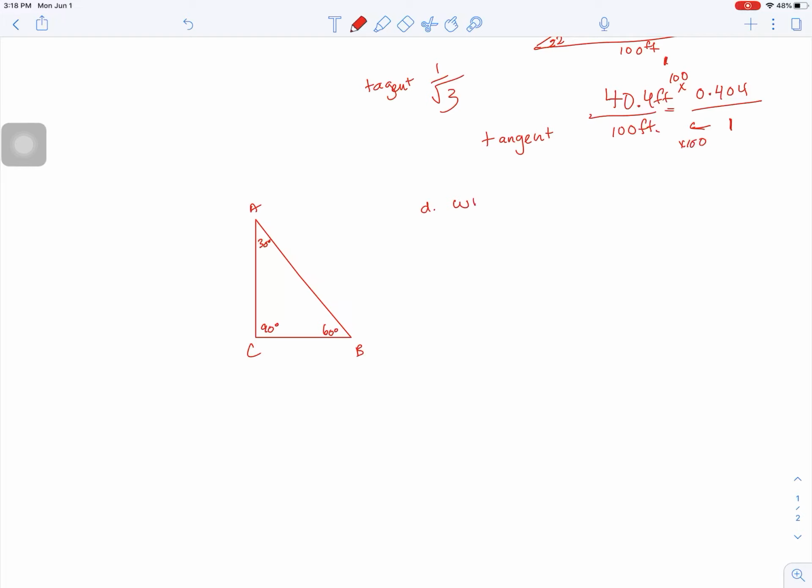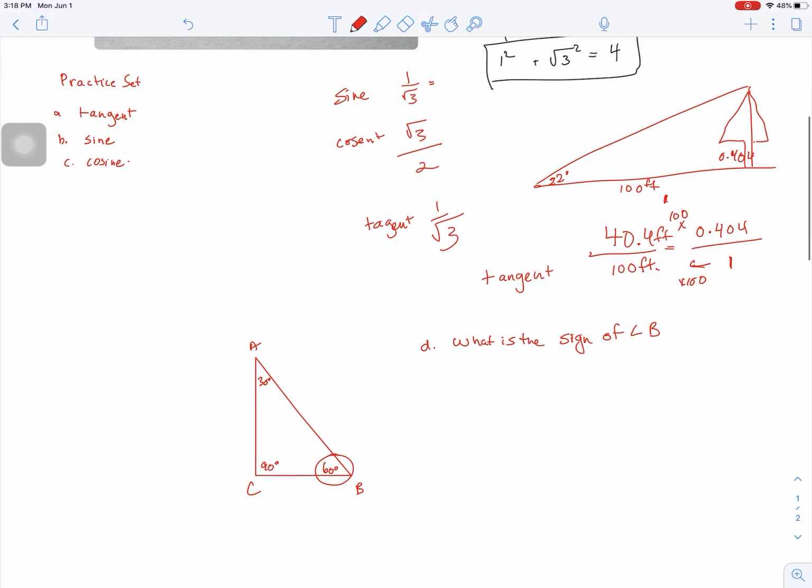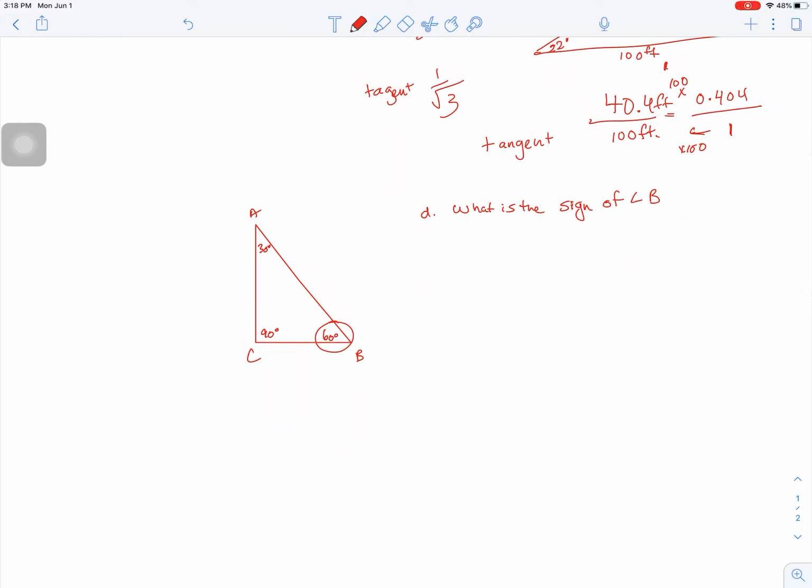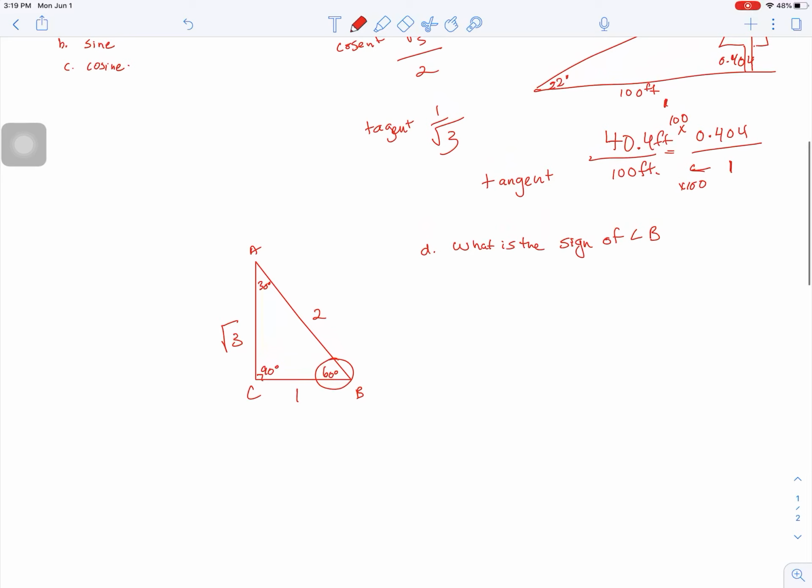And so D says, what is the sine of angle B? Oops, I drew the angle wrong. Angle B. So we know that B is there, but we also know that these triangles have their specific numbers. It doesn't matter which kind of right triangle, those numbers are always going to be the same. This will be 1, this will be the square root of 3, this will be the square root of 2.